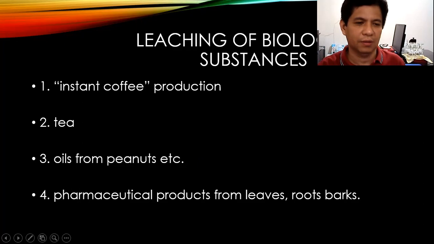Then they probably press it first, so you get some oil after pressing. But actually, a lot remains. So the next step is leaching using hexane. So this is one product that uses leaching, the vegetable oils. And of course, pharmaceutical products.